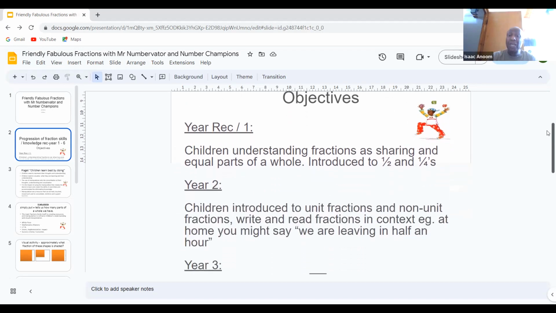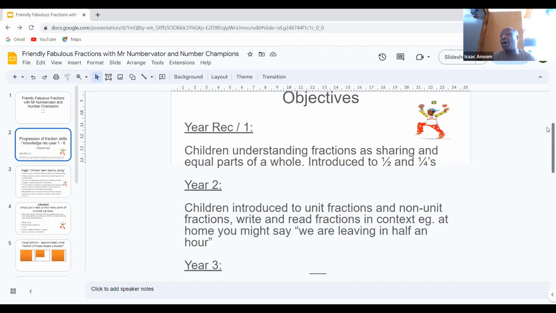By year 2, children are introduced to unit fractions. A unit fraction is a fraction with number 1 at the top. So a quarter, a half, a third, and so on. We introduce children to unit fractions because they're the most common one, but we also introduce non-unit fractions, for example 3/4, which is a common one. And in year 2, we're showing children how to read and write fractions in context.